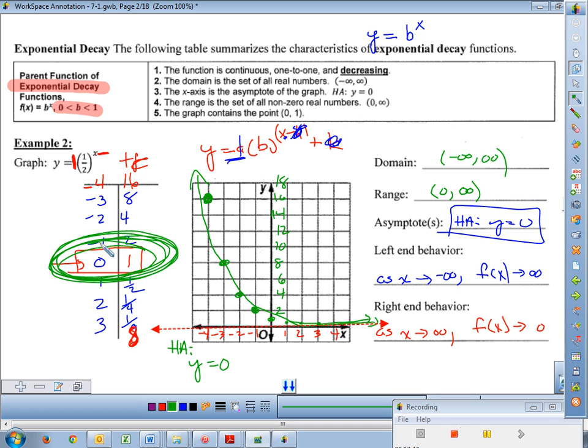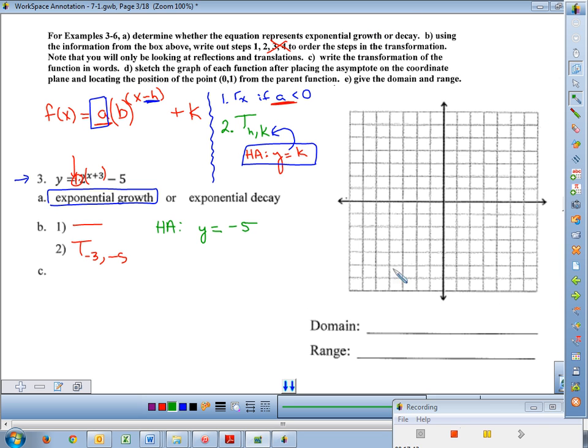We're going to make a sketch of this graph, and the only point that we're going to accurately put is where 0, 1 translated to. So here's what we got to do. Let's start with 0, 1 right here. And you first need to know, that's why this is step 1, if it got reflected over the x-axis. Did it? No, it did not.